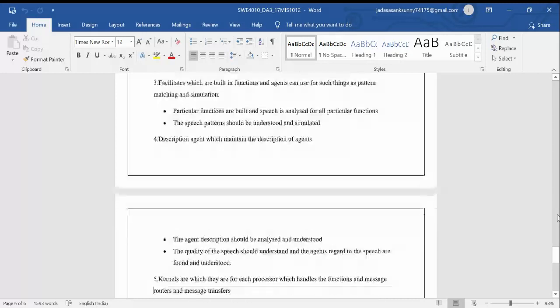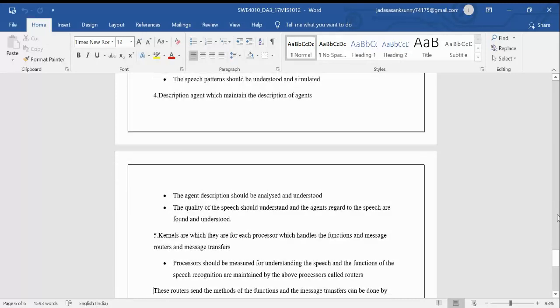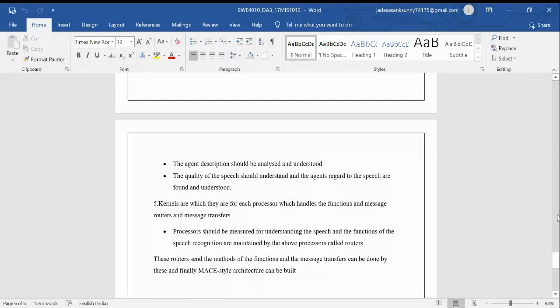The fourth step is the description agent, which maintains the description of the agents. When you select the agent, you have to know about the description of the agent so that the speech understanding should be clear and understandable for everyone. And the final step is kernels, where each processor can handle the functions and message routers and transfers. There are multiple processors which can be given, and finally people can understand what a particular step is in the process. These are the routers. They send messages from one system to another system.